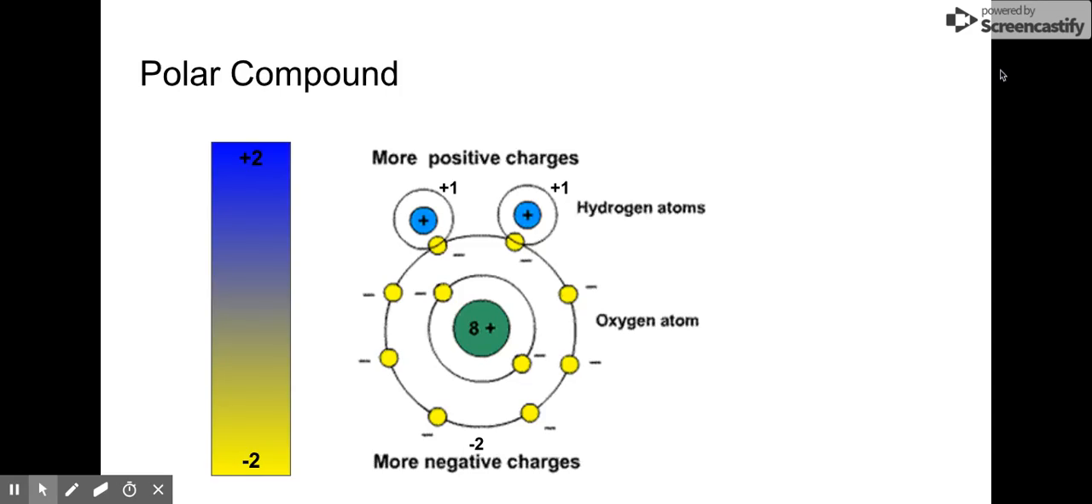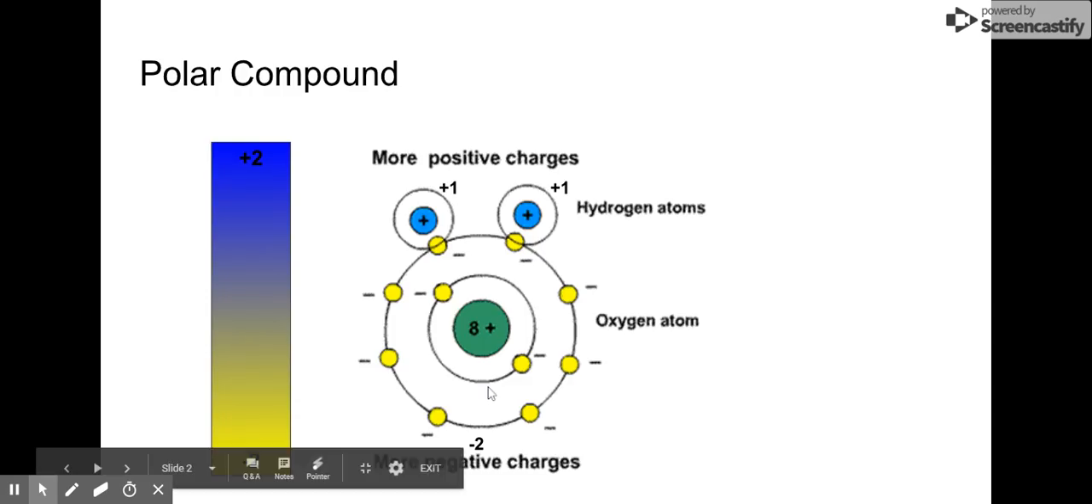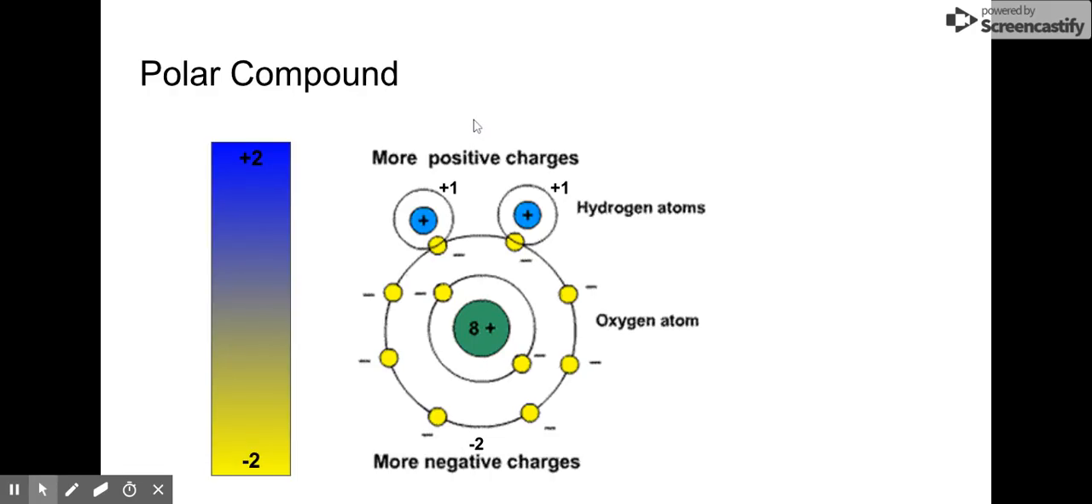First up, polar compound. Polar compounds are important for us because water is a polar compound. A lot of other things are polar compounds as well. What it means to be a polar compound is that the charges in your molecule are not evenly distributed. For example, water has positive 1 charges with the hydrogen atoms, and it has a negative 2 charge with the oxygen atom.